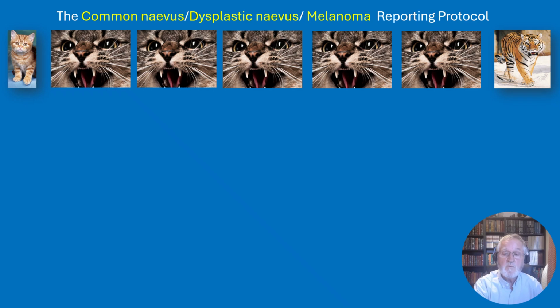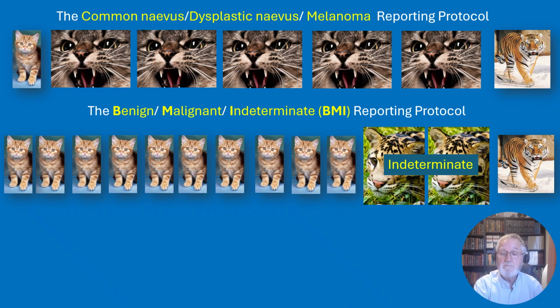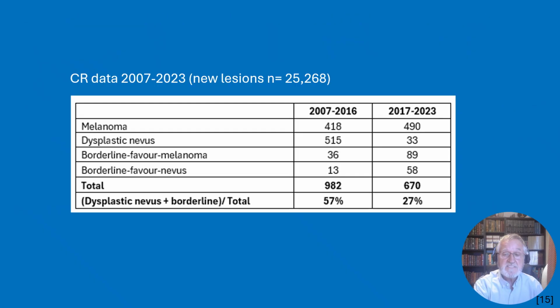As you know, with the method of common nevus, dysplastic nevus, and melanoma, most nevi that you excise will be reported as dysplastic. However, with the BMI method, it turns out that a minority are classified as indeterminate, and most are benign or malignant. So I actually measured that in my own practice for a period before I negotiated with my pathologist the BMI reporting method. The number of indeterminate lesions was half that of the previously classified dysplastic nevi.